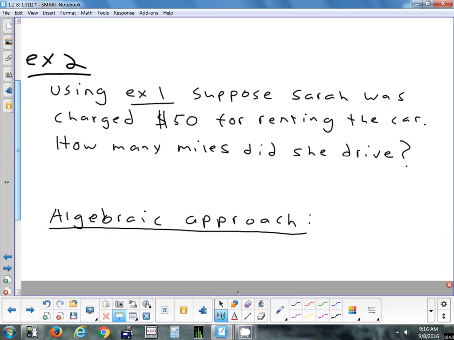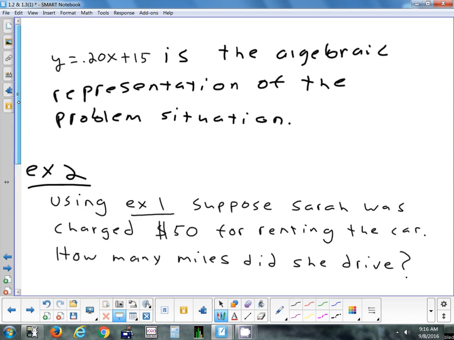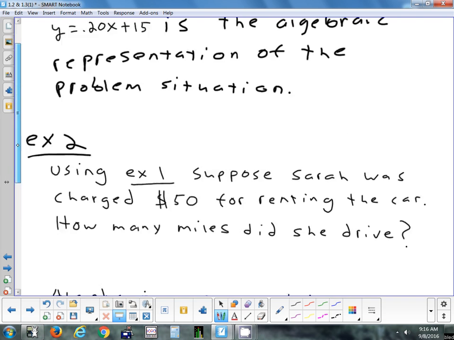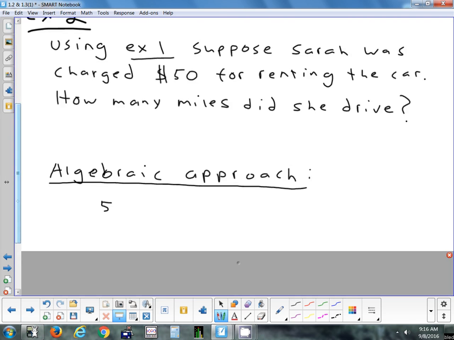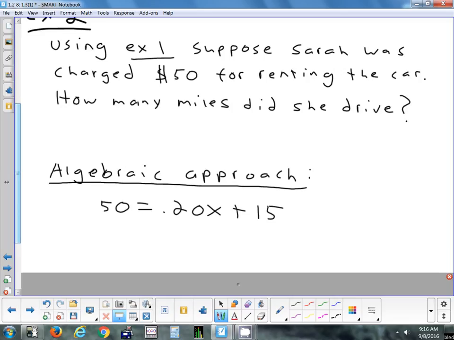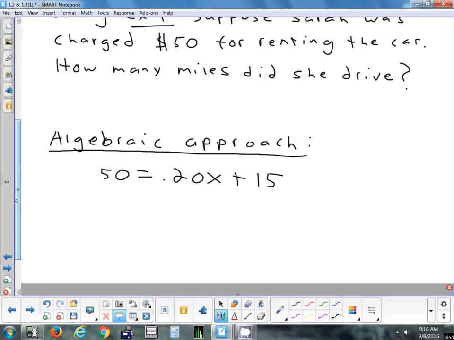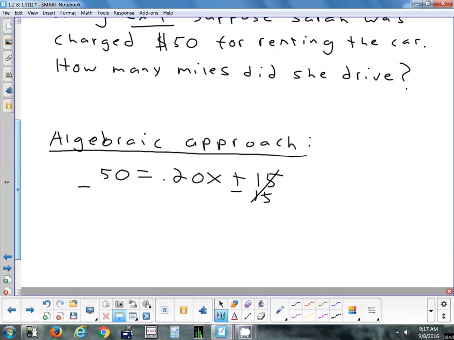All right, so doing it algebraically, what letter does 50 get plugged in for? Y. So I'm going to fill in 50 equals 0.20x plus 15. And Hannah, what would be my first step to solve that equation? You want to subtract the 15. So subtract the 15, and 50 minus 15 is going to give me how much?